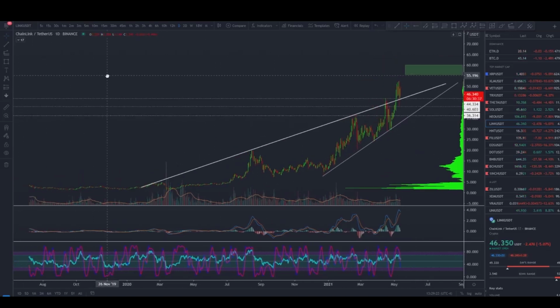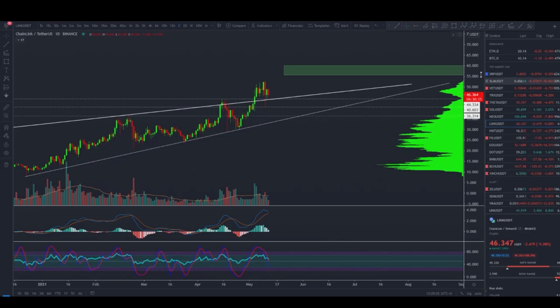So this is what we're looking at in terms of Chainlink, guys. Obviously, we're seeing the retracement again today. It's down 5%. We had a high. We pushed all the way to the 49, got rejected off of it, and now we're seeing that retracement happen.